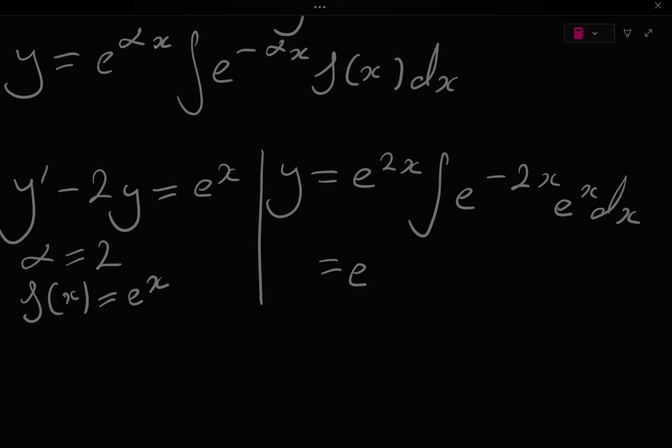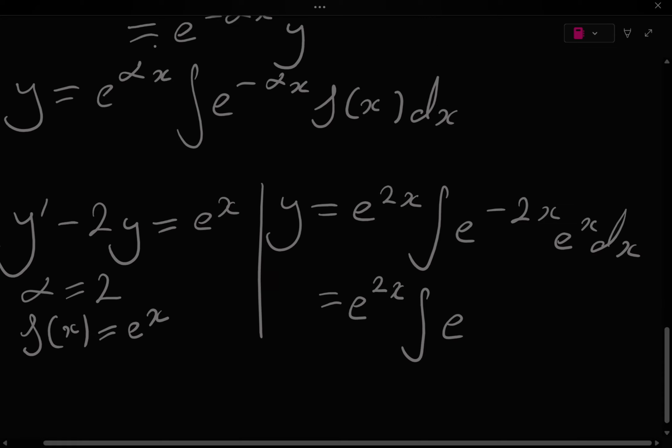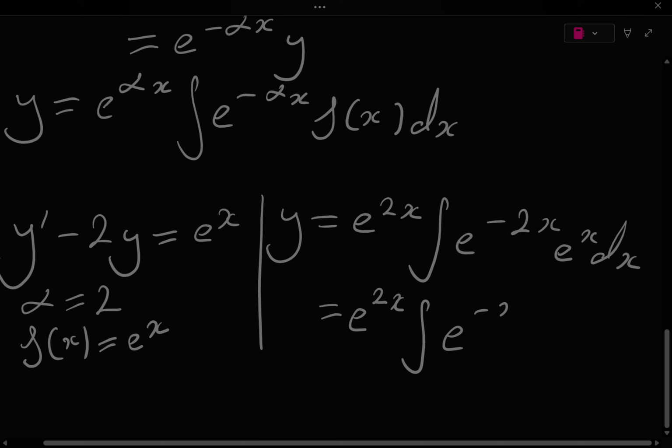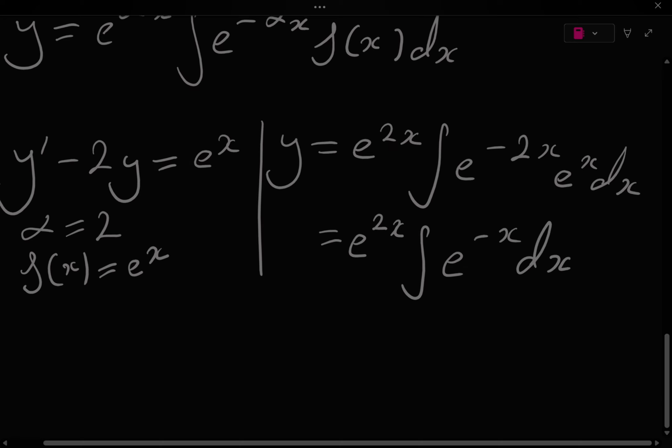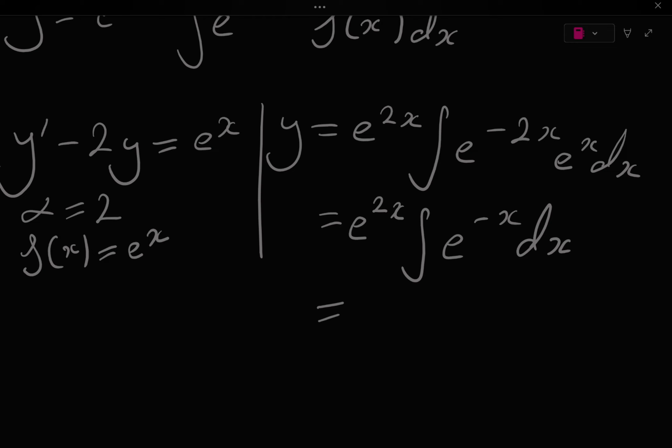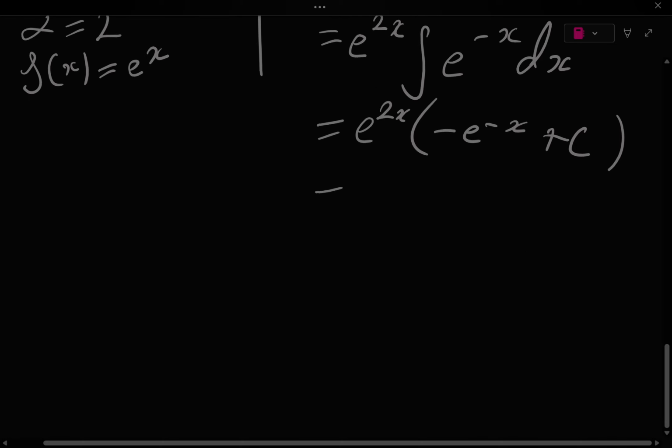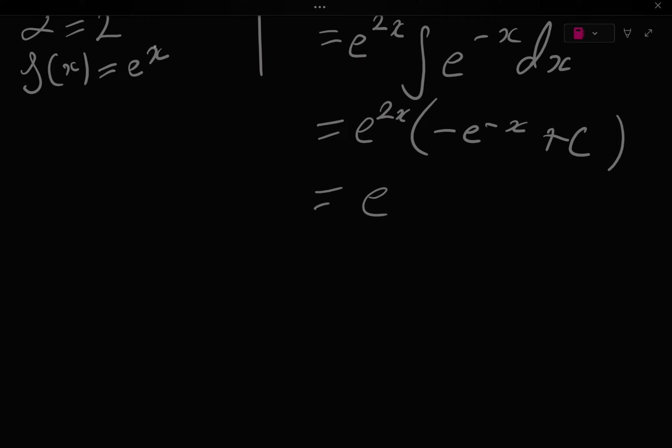The exponent rules tell us that we recombine like this. Those two exponents are added, so we end up with e to the negative x dx, which integrates then to negative e to the negative x plus c. So we have e to the 2x, negative e to the negative x plus some constant c. And finally we have e to the x plus c e to the 2x.